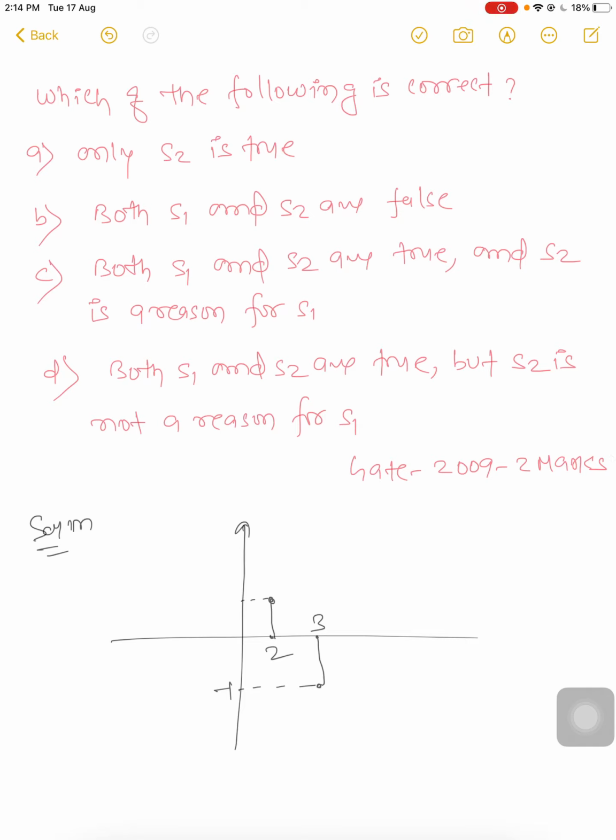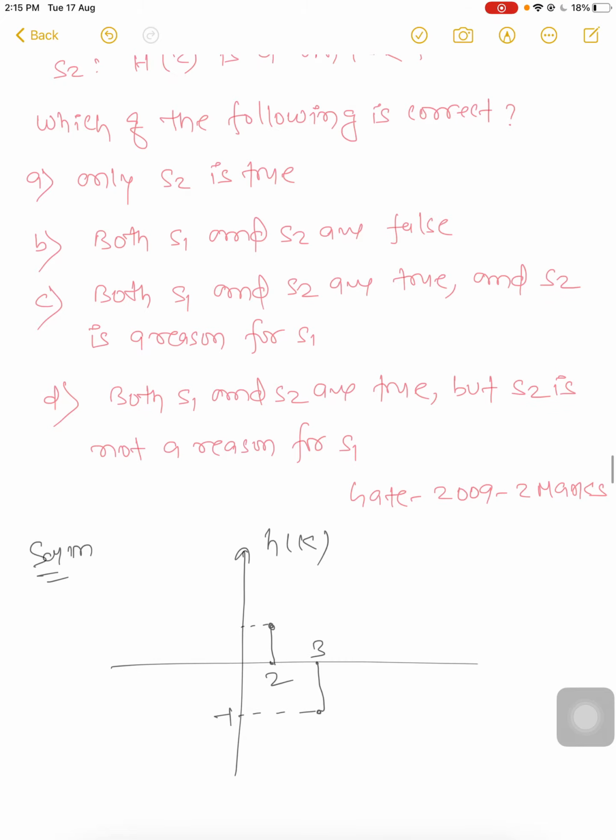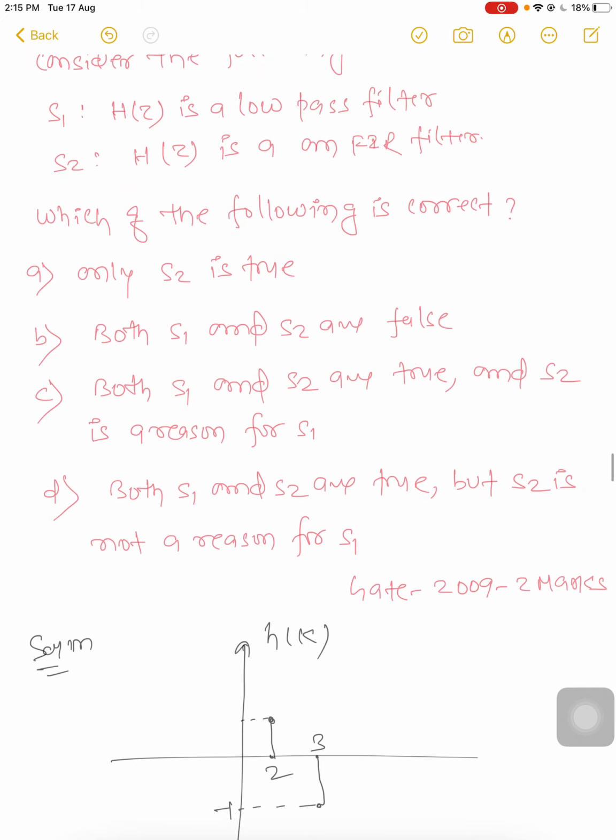It is the infinite impulse response means it is finite impulse response. Sorry, it is a finite impulse response. Because if a finite value is defined, it is not a low pass filter, and so only actually low pass filter. Finite means only low pass filter.